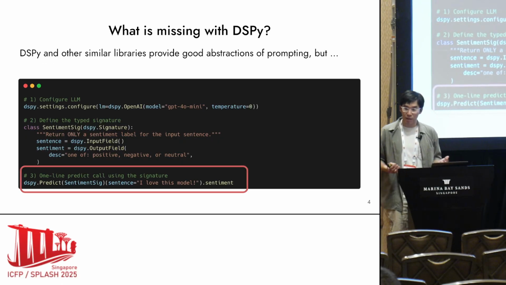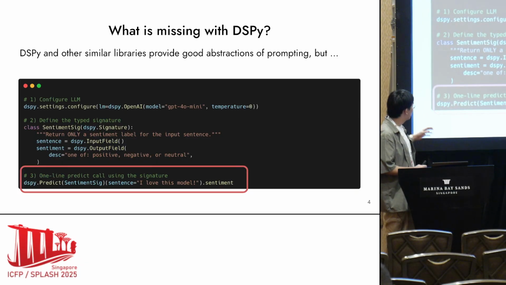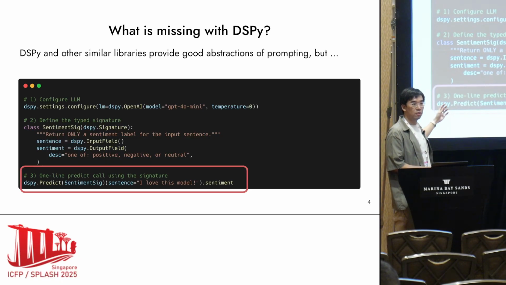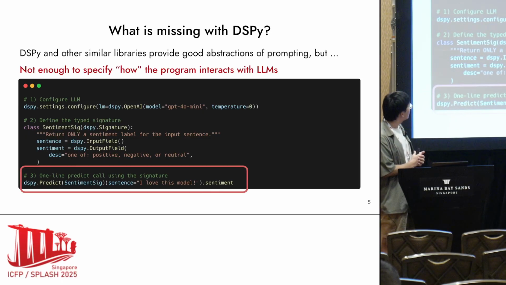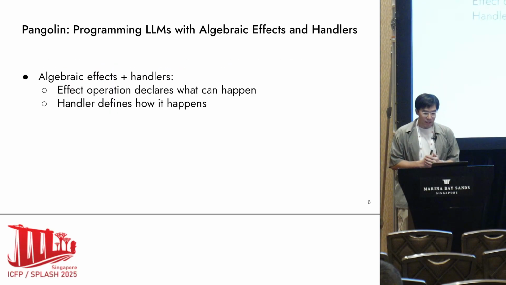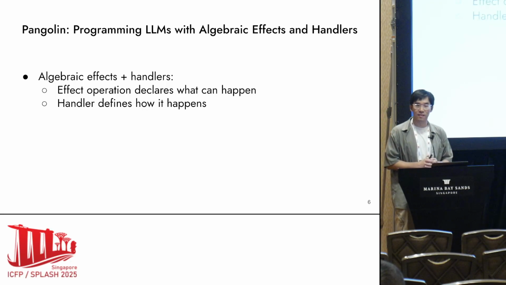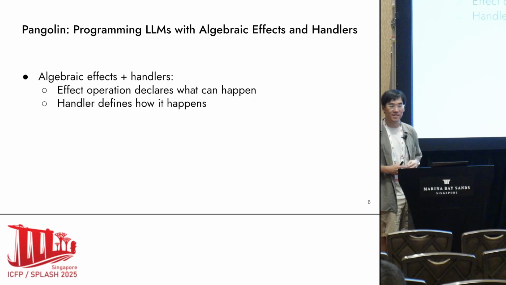This seems all good. It's providing a good abstraction from prompting. But that's not enough, because this predict function is basically a black box. The user cannot really customize or control how we are really calling the language model. So this is not enough to program a language model. Our idea here is, again, using algebraic effects and handlers. I hope the previous talk already motivated this enough for you.